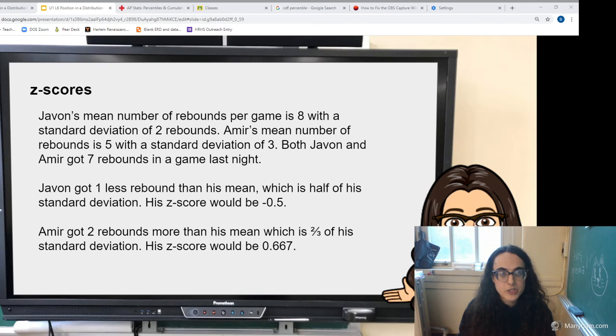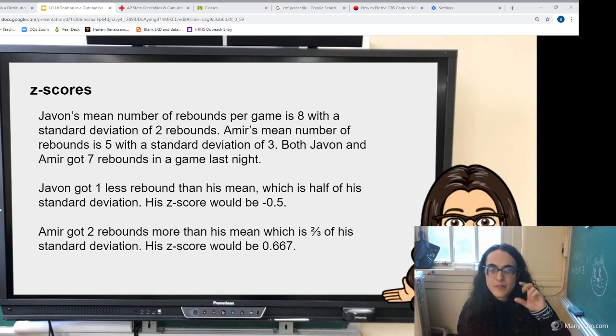To go back to the Javon and Amir example, not even thinking about direction, above the mean or below the mean, Amir's value is 2/3 of a standard deviation from his mean. Javon's is half a standard deviation from his mean. So Amir had a more exceptional game, right? 7 is not a number of rebounds he will get very often. Whereas for Javon, 7 is an amount that he gets. It's still fairly close to his mean, well within his normal window, much more so than for Amir.